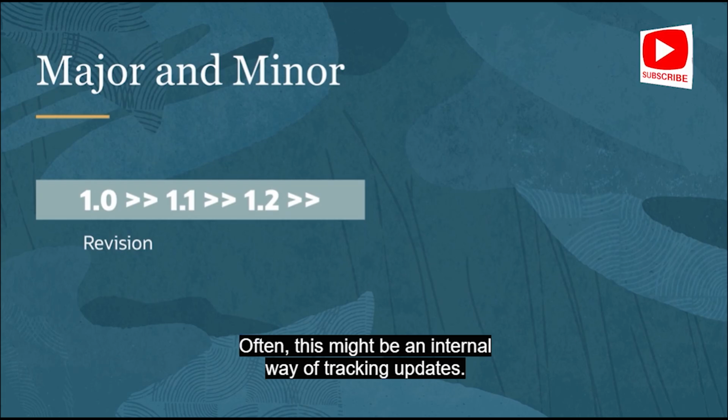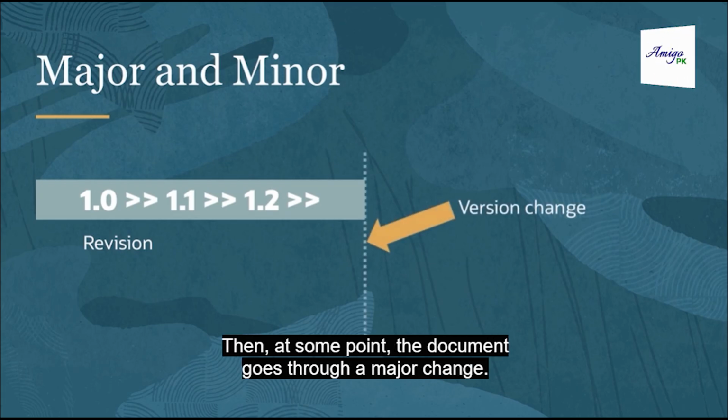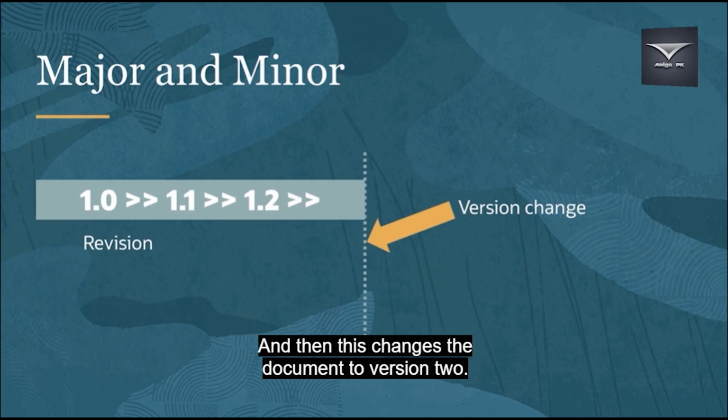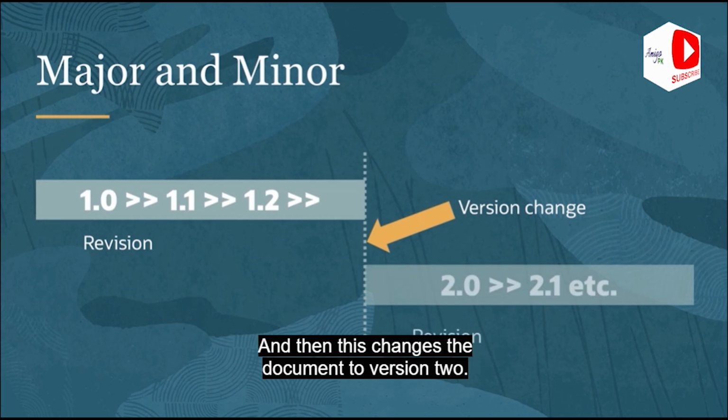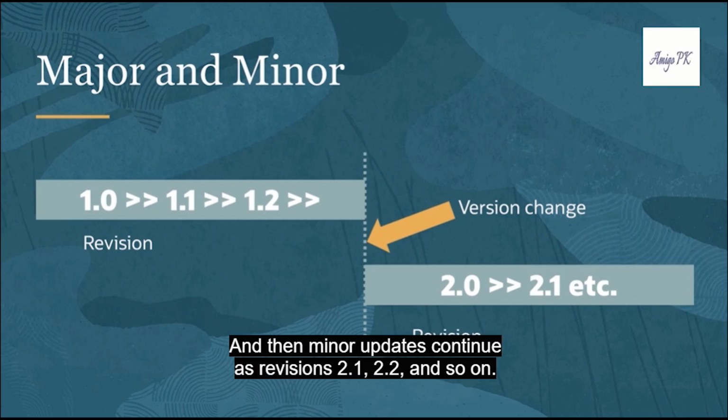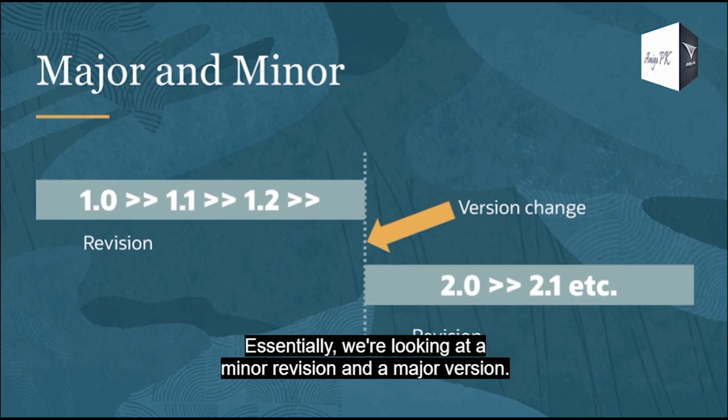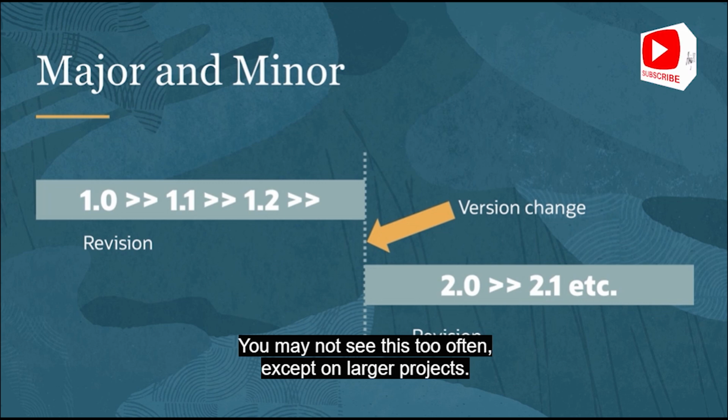Often, this might be an internal way of tracking updates. Then, at some point, the document goes through a major change, and then this changes the document to version 2. And then minor updates continue as revisions 2.1, 2.2 and so on. Essentially, we're looking at a minor revision and a major version. You may not see this too often except on larger projects.